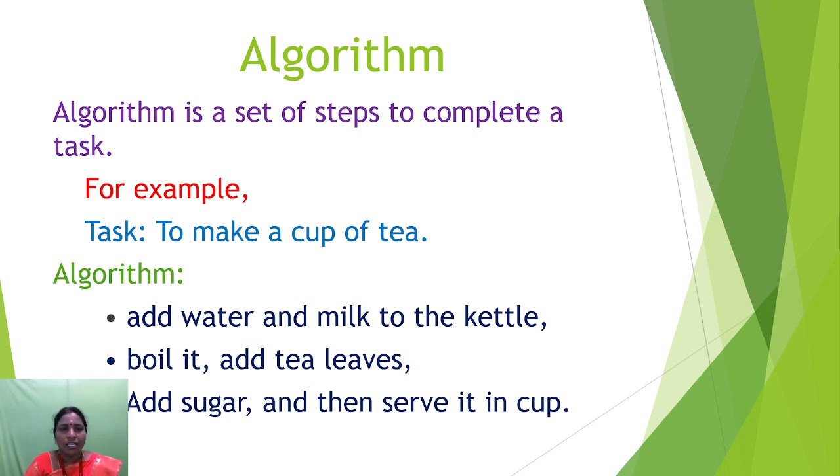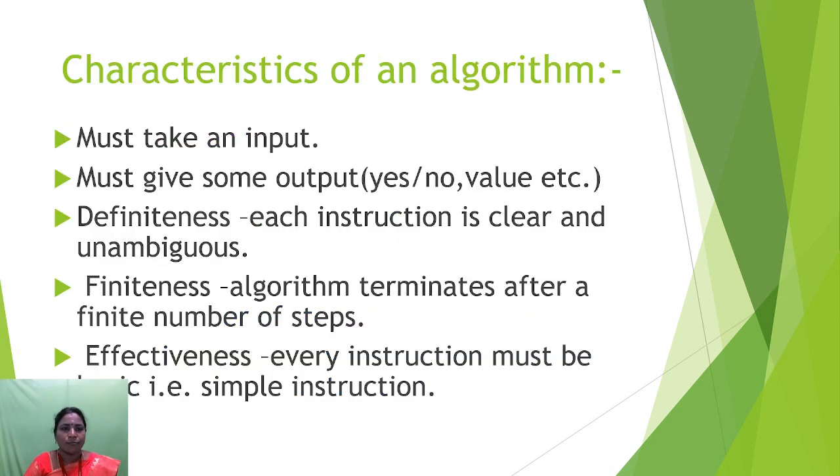In a similar way, an algorithm is a set of steps to complete a task. Every task needs some steps to make the process successful. So what characteristics are needed to make an algorithm? First, initially it must take an input. Then it must give some output, like yes or no values, etc.